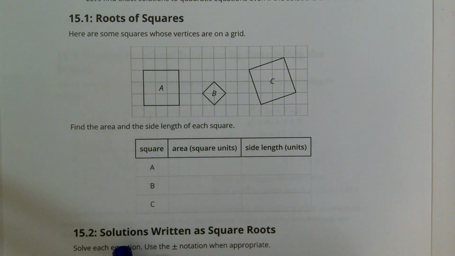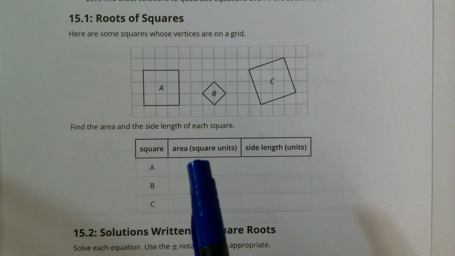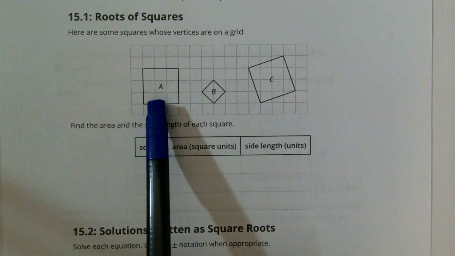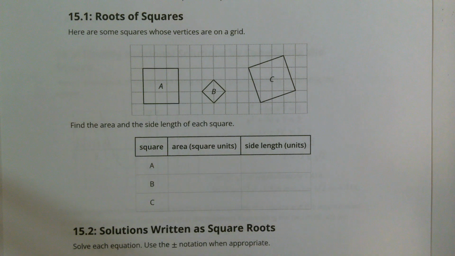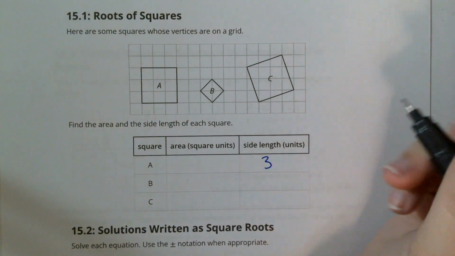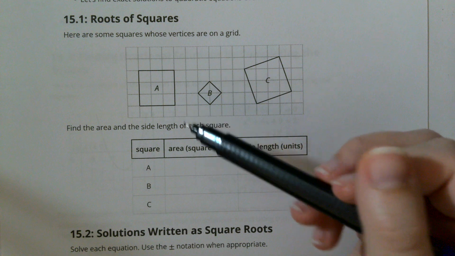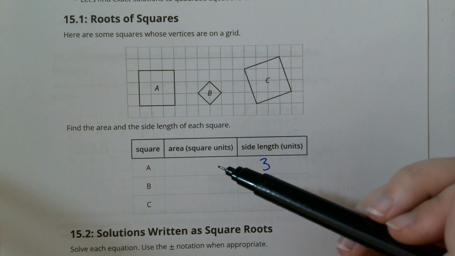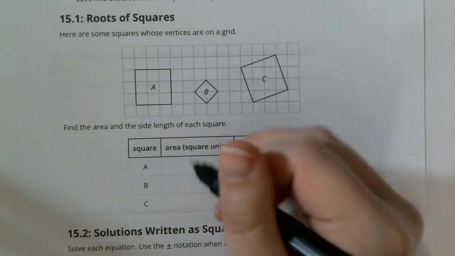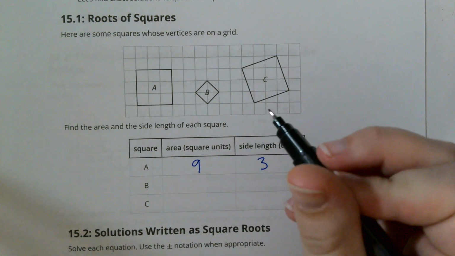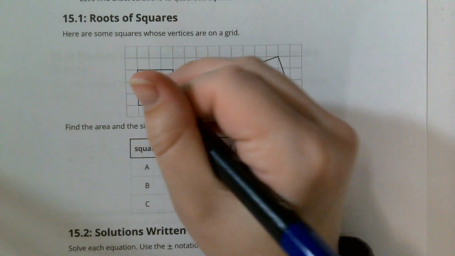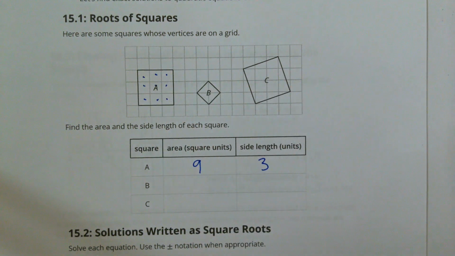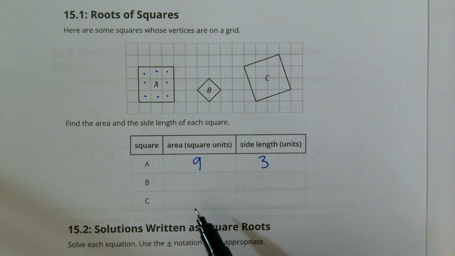for square A, there's a couple ways you could go through this. You could start by finding the side length. 1, 2, 3. Side length is 3. And then if the side length is 3, you just square that to find your area. So 3 times 3 would be 9. You could have also just counted all the squares. 1, 2, 3, 4, 5, 6, 7, 8, 9. That's 9 squares, so the area is 9 square units.